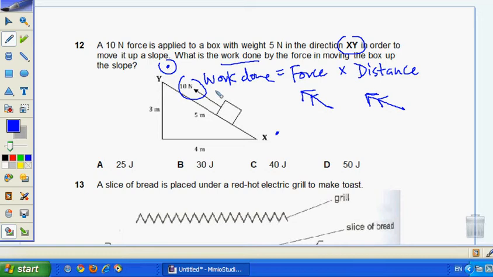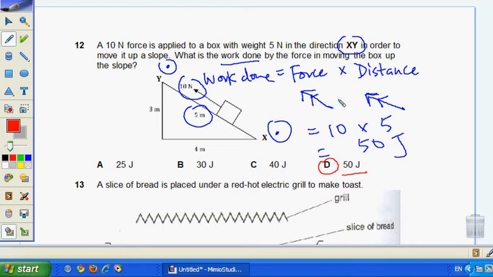In this case, the distance from the bottom to the top is 5 meters. So in order to apply the work done formula, it's force of 10 Newton multiplied by distance moved of 5 meters. So my answer will be 50. The unit for work done is joule. So my answer will be option D. Just take the force multiplied by the distance moved.